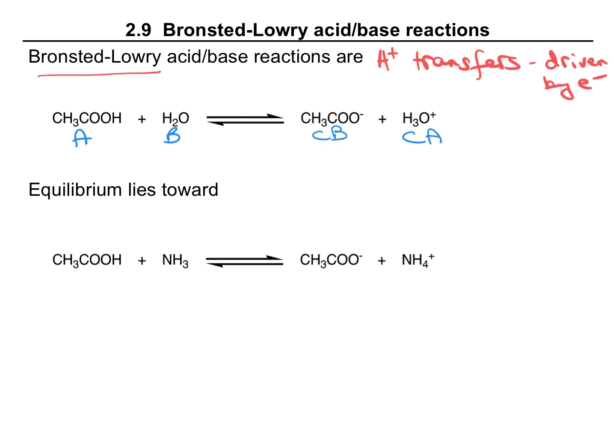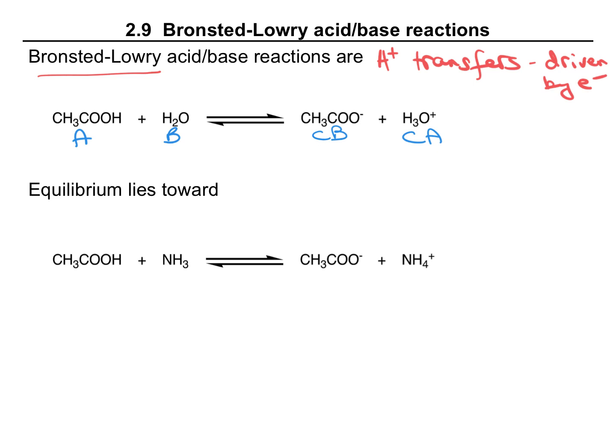Double check in the reverse direction. This is acting as the base. It's going to grab off a proton from the acid to give us these two products. These are written as equilibrium reactions because the forward reaction will happen and the reverse reaction will happen. When equilibrium is reached, the concentration of these no longer change.